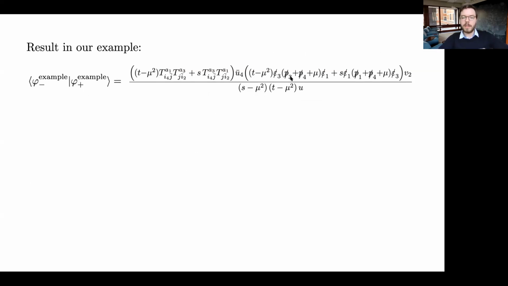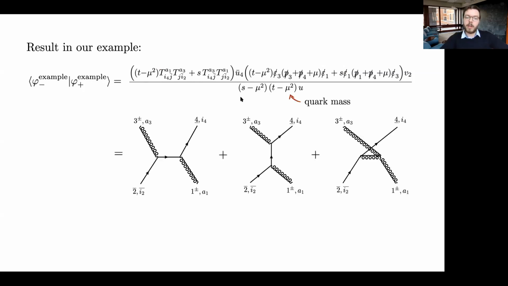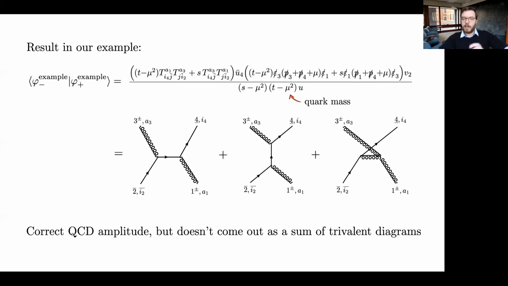If you actually compute it, it gives you this answer. And you might compare it with a Feynman diagram computation for this QCD process involving quarks and gluons, and it precisely agrees. And now we know the interpretation of this mass scale mu in our example. It's simply the quark mass. However, the thing that I wanted to emphasize on this slide is that the way the answer comes out here, well, it's a correct QCD amplitude, but it sort of comes in this one package. And it doesn't obviously split as a sum over trivalent diagrams. So what we would like is some way of manifesting the fact that it gives us trivalent diagrams.